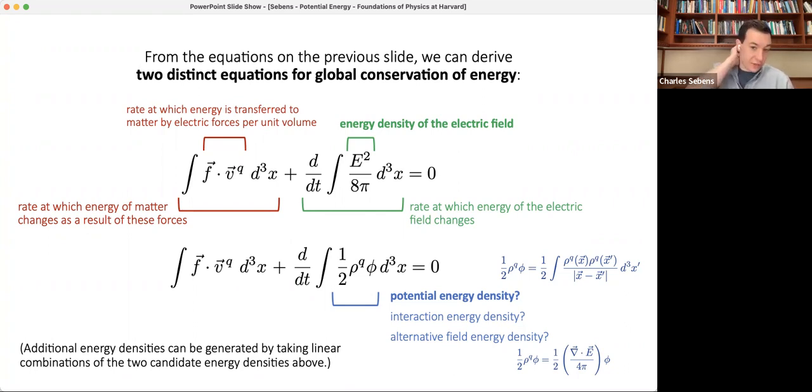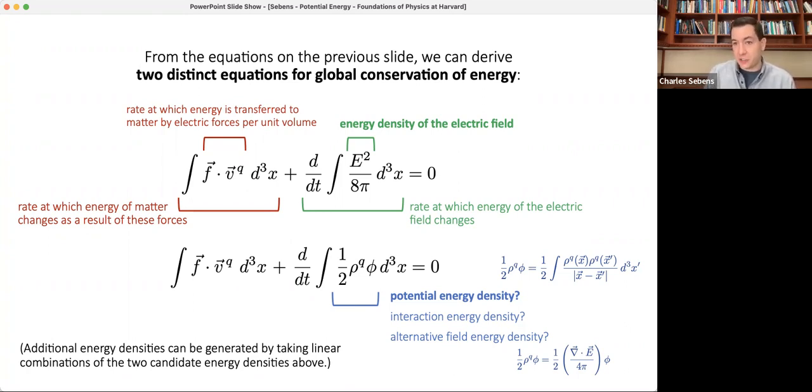So the second option here uses the potential energy density from a couple slides ago. So for the second option, we still have exactly the same first piece, the integral of f dot v over all of space. But for the second piece, we use a different density of energy. We use 1/2 rho phi. So 1/2 rho phi then would naturally be interpreted as a potential energy density of matter.